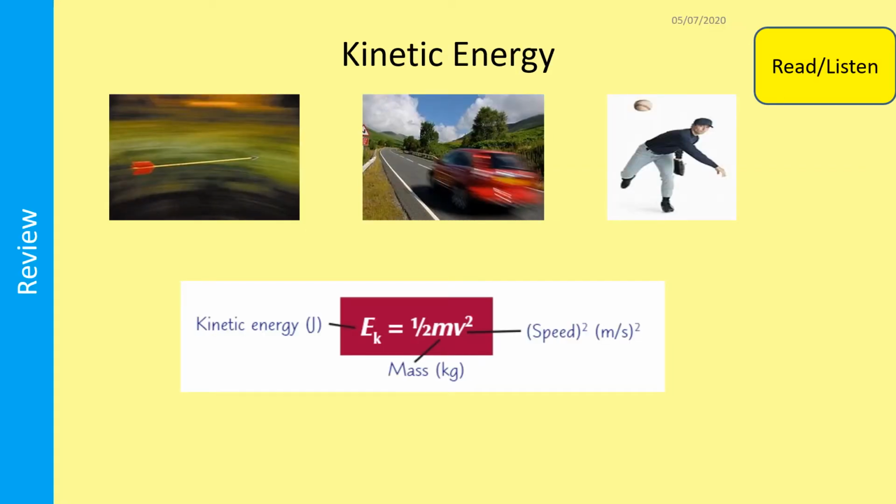Let's start by recalling our work on kinetic energy from the energy topic. You should remember that every object that is moving has kinetic energy. And you should remember that there's a formula for working out the amount of kinetic energy. It looks like this. The kinetic energy is equal to a half mv squared. So the kinetic energy in joules can be calculated by multiplying a half times the mass in kilograms times the velocity times the velocity.